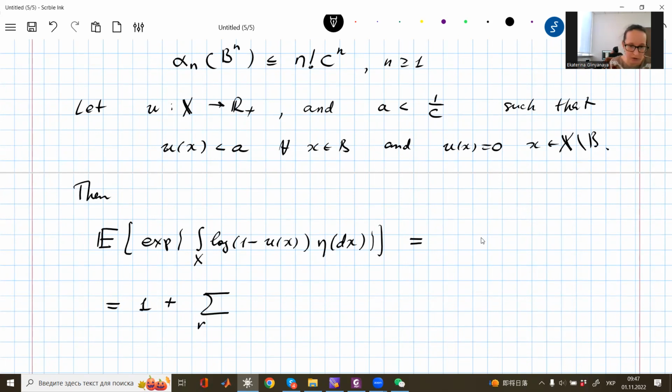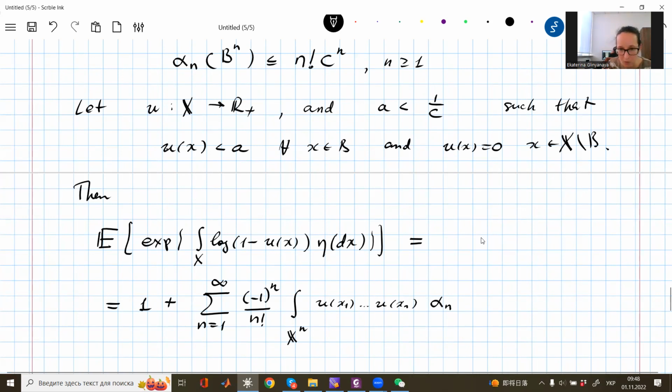So here we will write the series from 1 to infinity, minus 1 to the power n over n factorial, and here the integral over x to the power n of the product u of x1, u of xn, and here the factorial moment measure of our point process dx1 dxn.